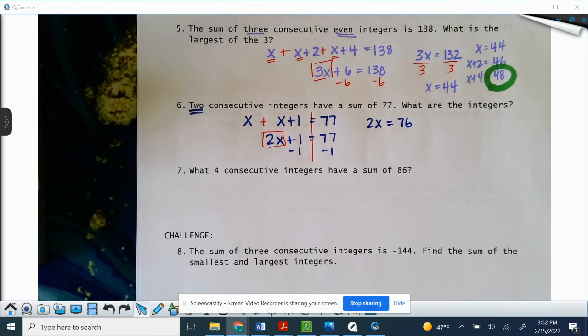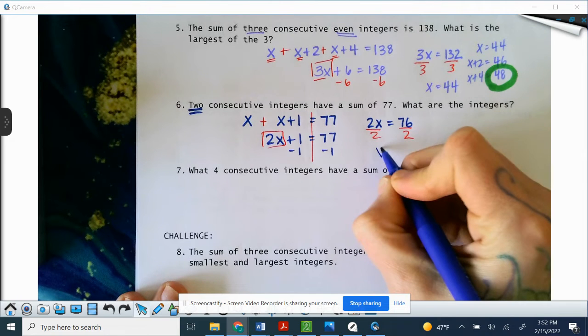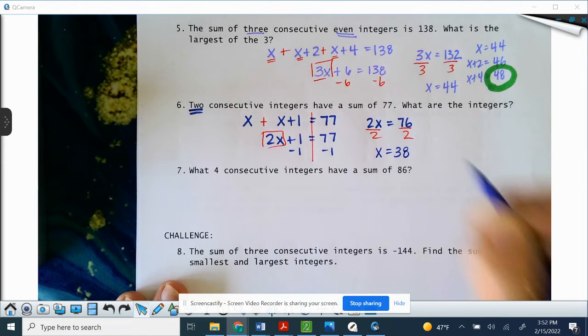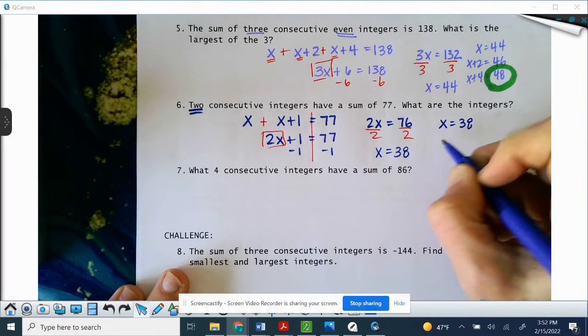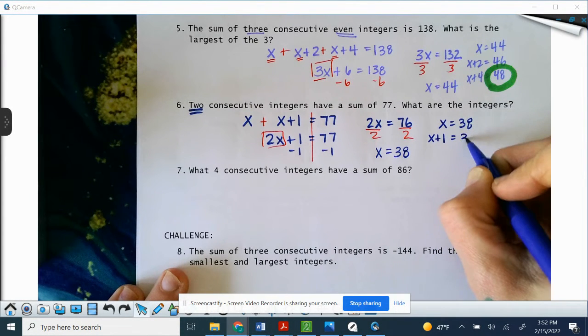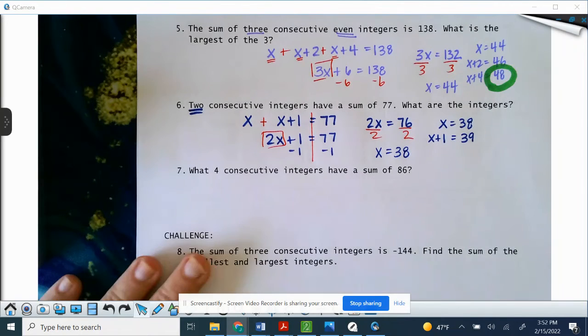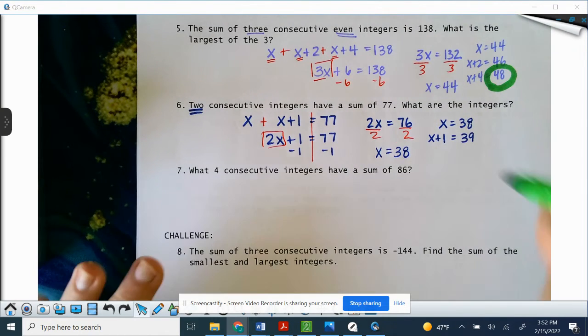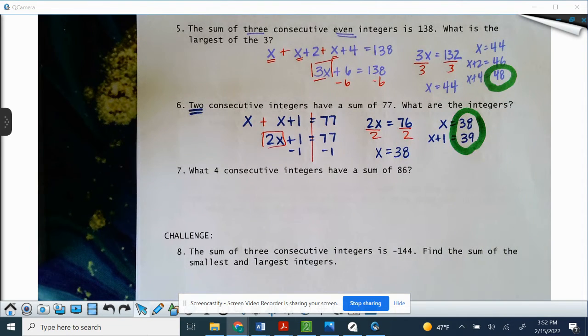And we're going to divide by 2 because 2 times x, and the inverse is division. So we're going to divide by 2. And x equals 38. And that's one of them. So I have 2 of them. X equals 38. X plus 1 is 39, because if I add 1 to 38, I get 39. What are the 2 integers? So your answer is both of these, 38 and 39, for that question.